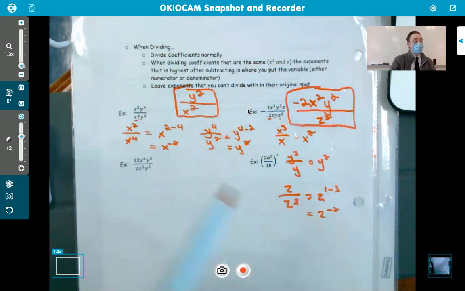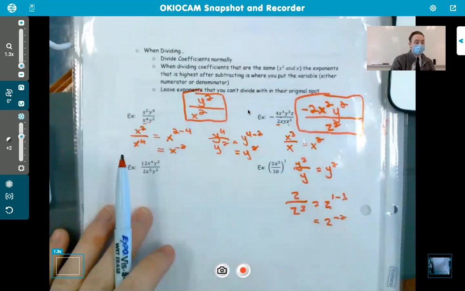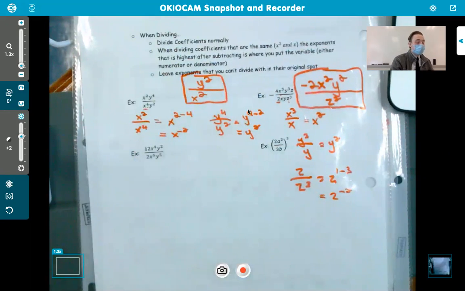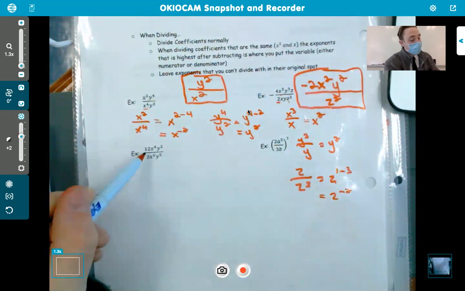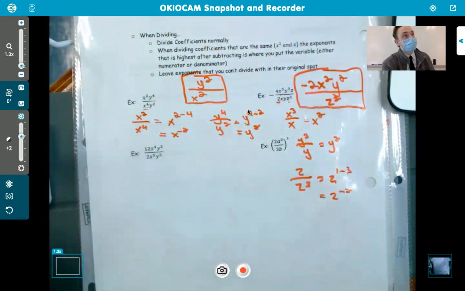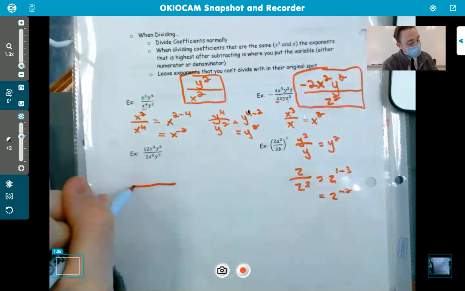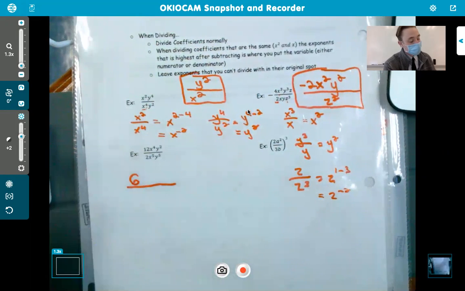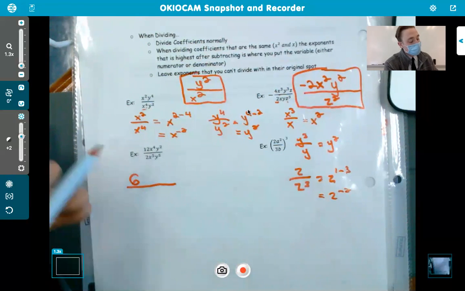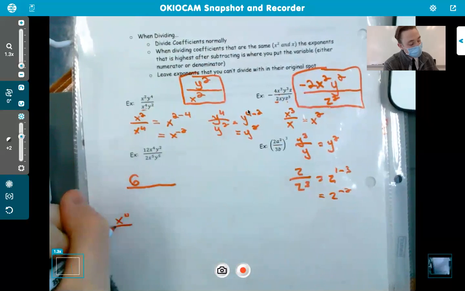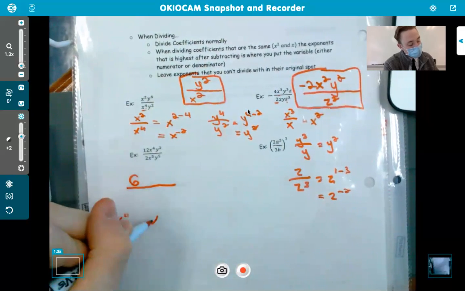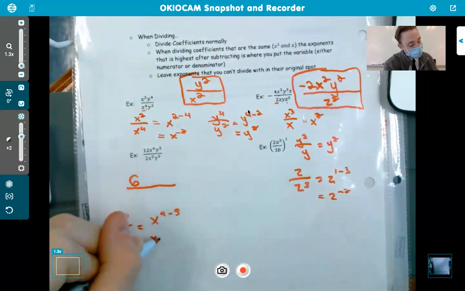Very quickly, I just want to go through this last one on my own. It's very similar to the example we just did, but hopefully it will solidify some points that we've discussed. If I just divide coefficients, what's 12 divided by 2? 6, right? So I'll have 6. X to the 4th over x to the 5th would be x to the 4 minus 5 or x to the -1.